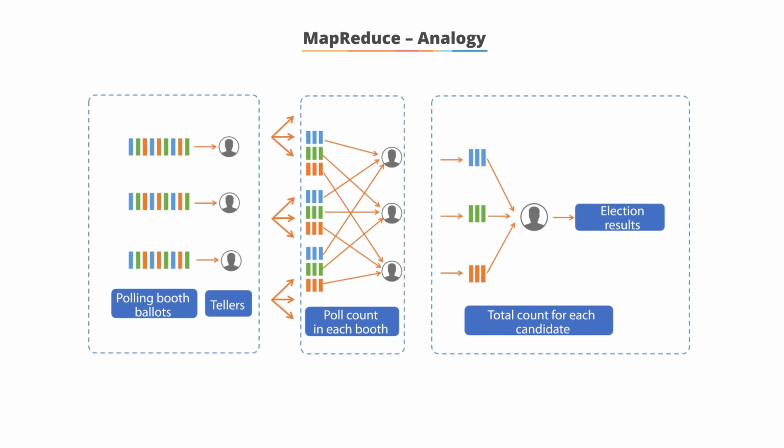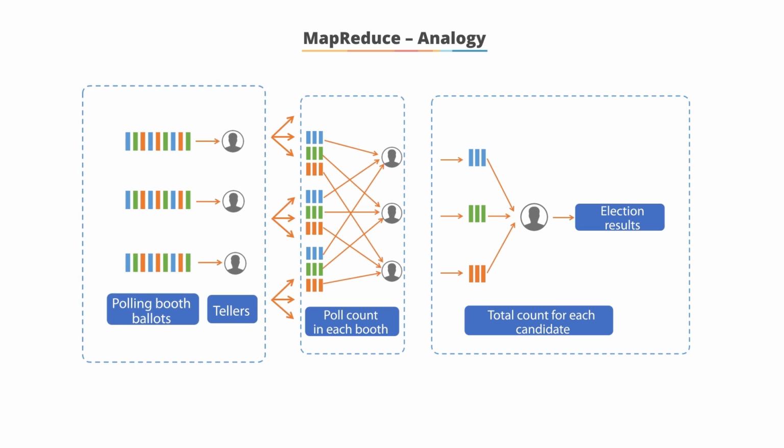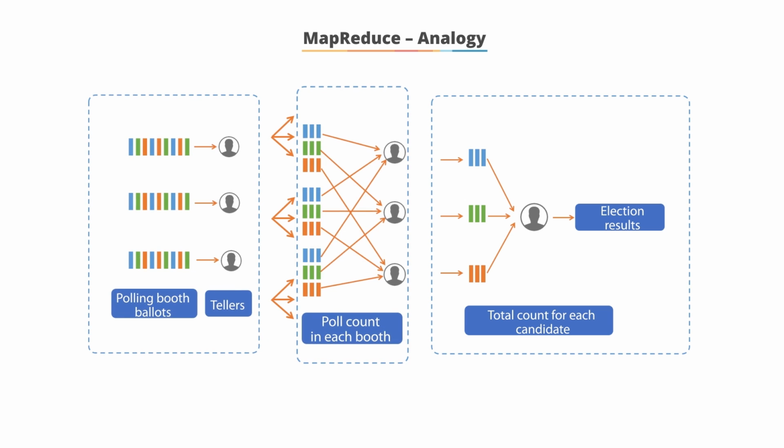The MapReduce steps listed here use manual vote counting after an election as an analogy. In step 1, at each polling booth, ballot papers are counted by a teller. This is a pre-MapReduce step called input splitting. In step 2, tellers of all booths count the ballot papers in parallel. As multiple tellers are working on a single job, the execution time will be faster. This is called the map method.